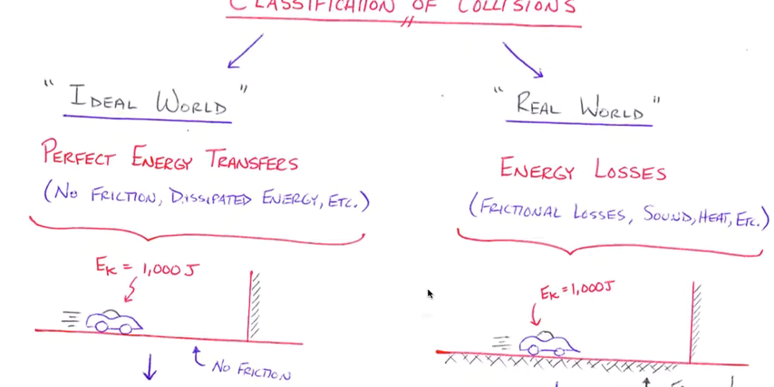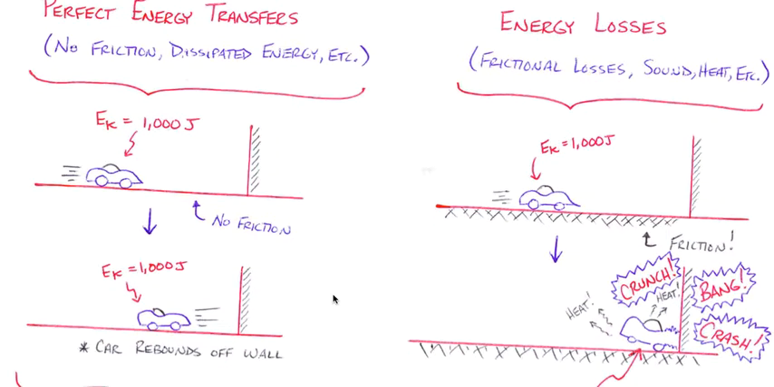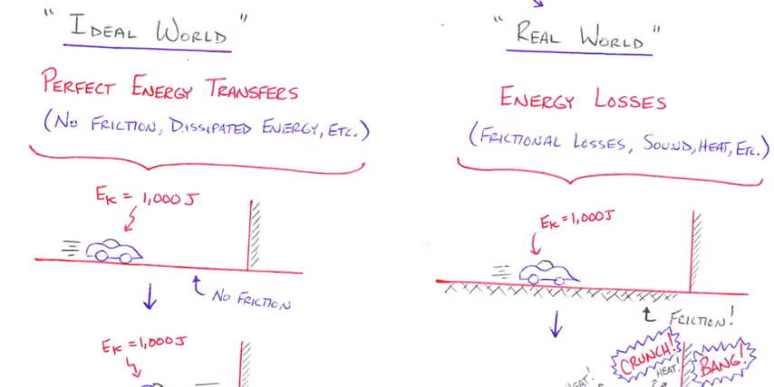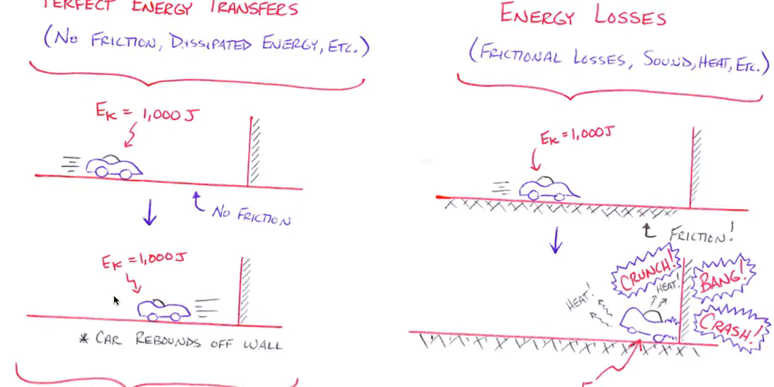But just to show you a quick example of each. So in both examples, I have a car that's traveling towards a wall, and it has kinetic energy of 1,000 joules. In this case, there's no friction, anything like that. And in this case, we do have some friction. Now, after these two objects collide, well, in the ideal world with perfect energy transfers, this car hits the wall and bounces back.